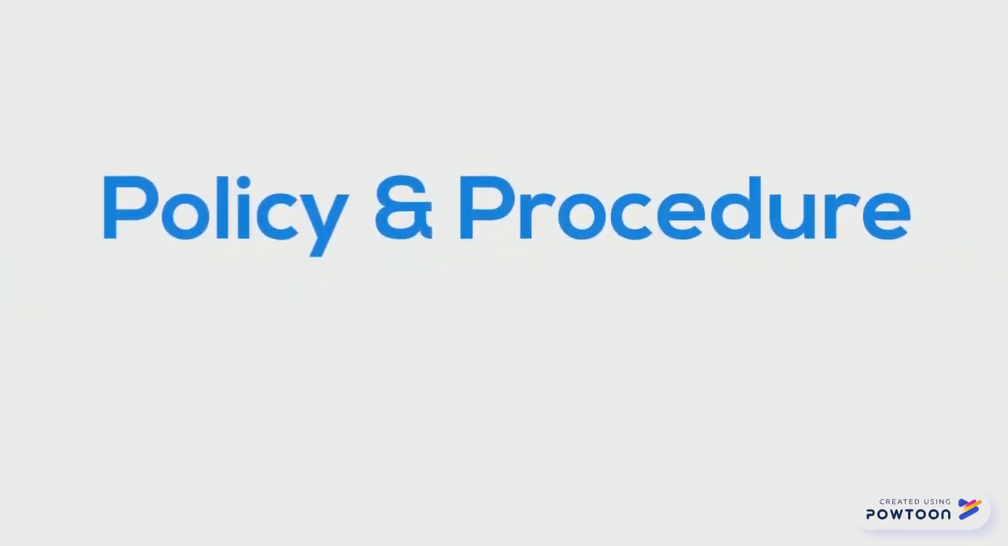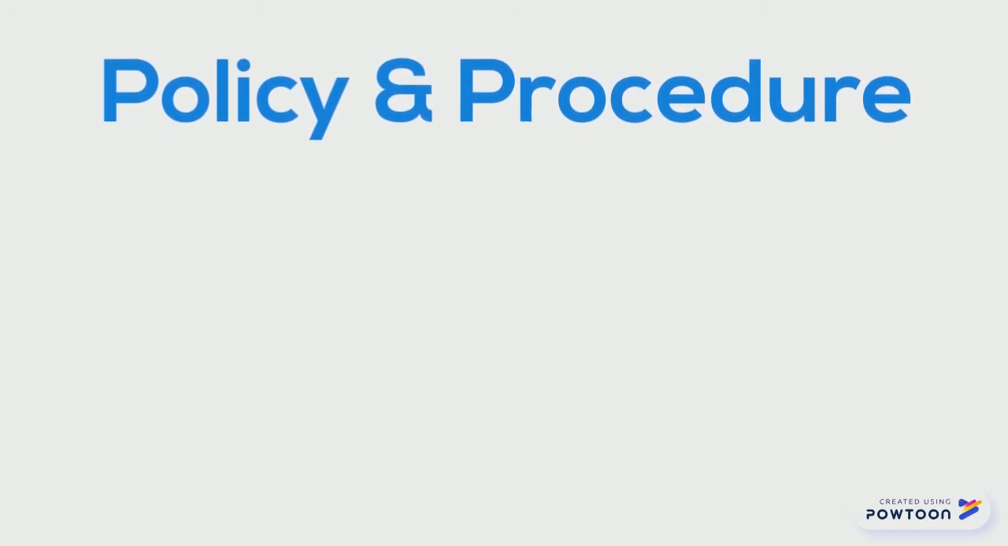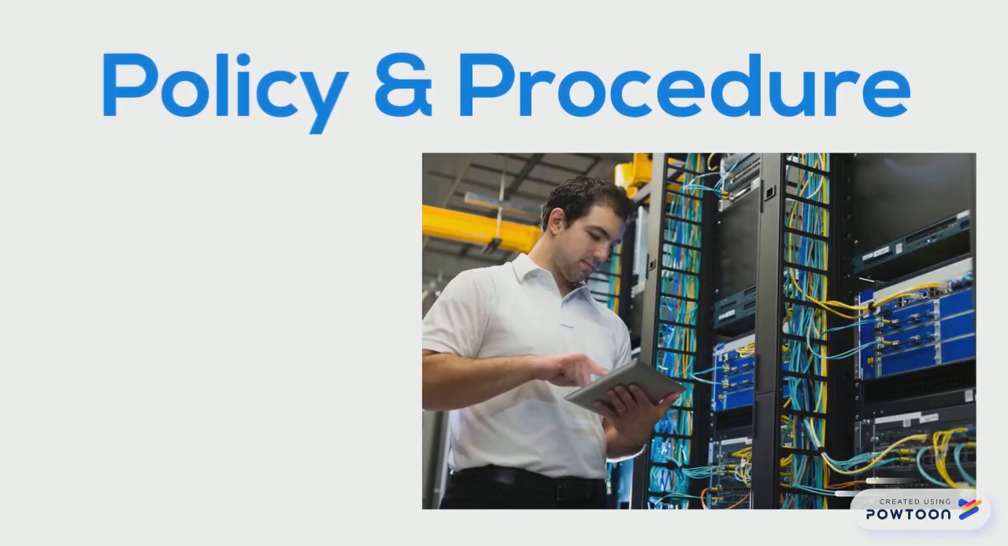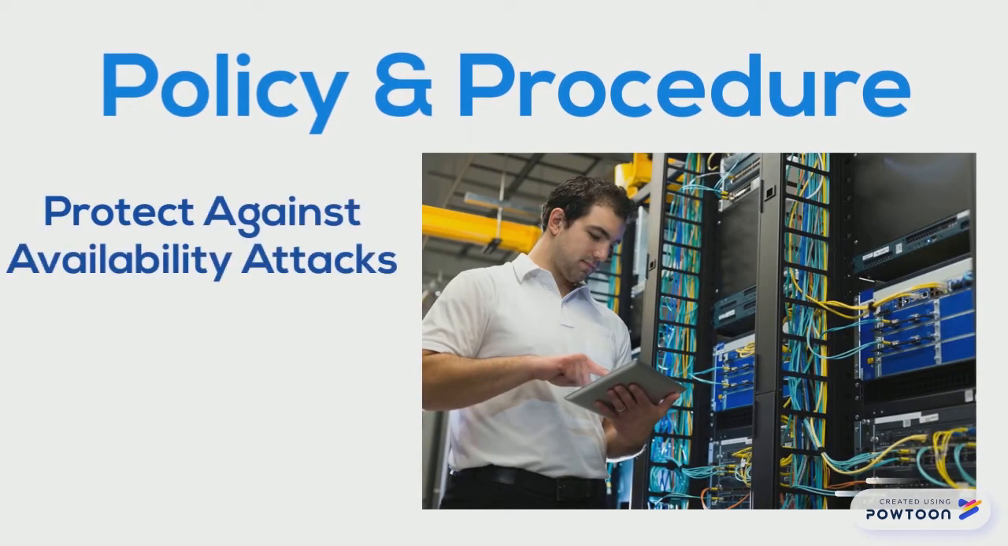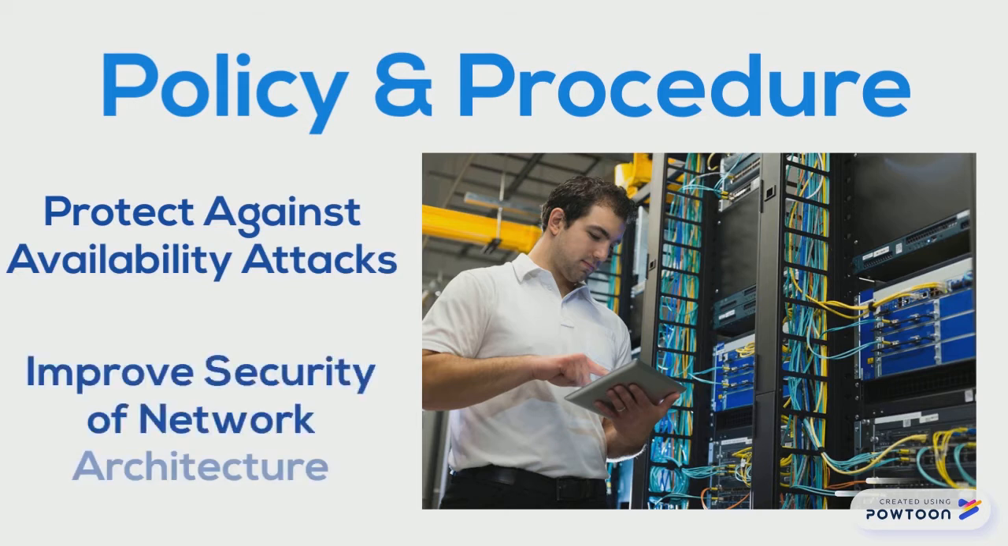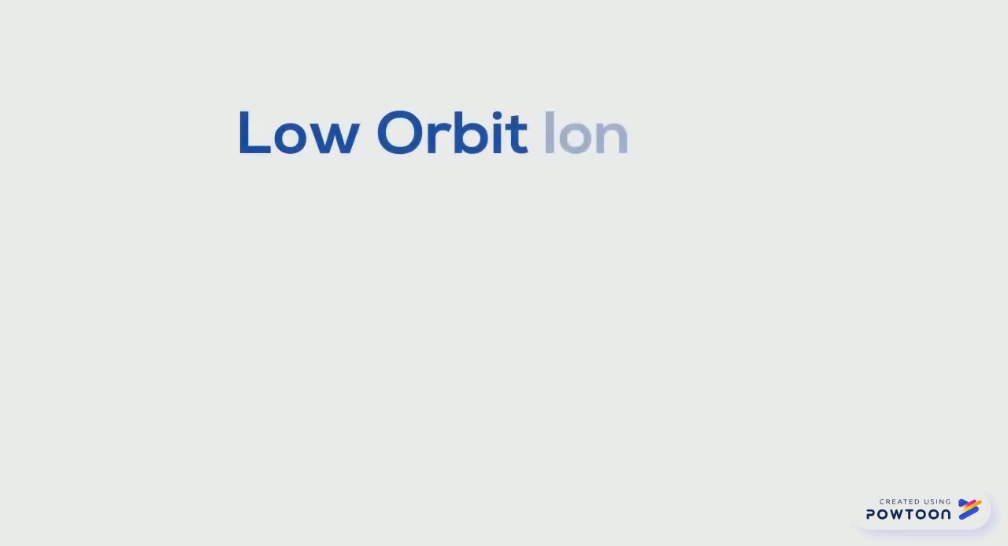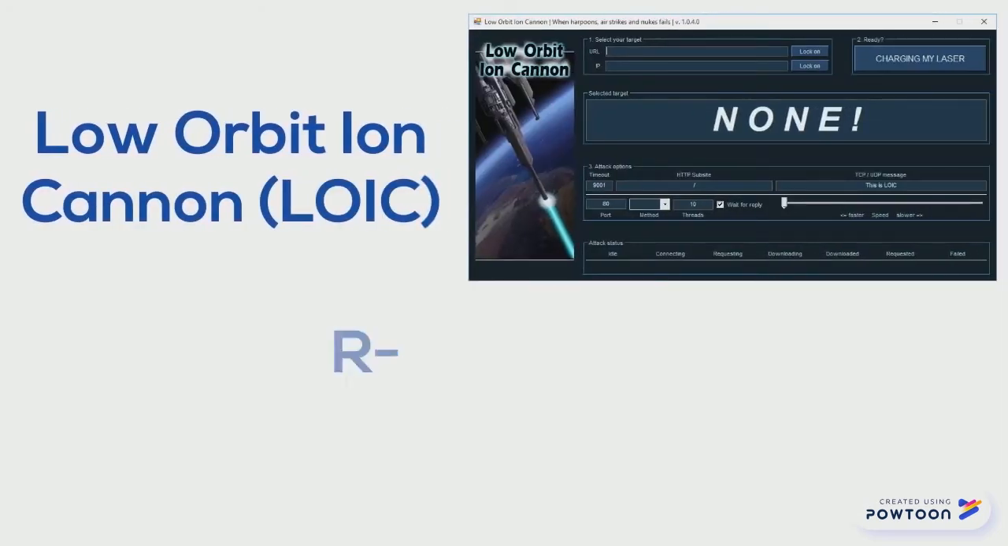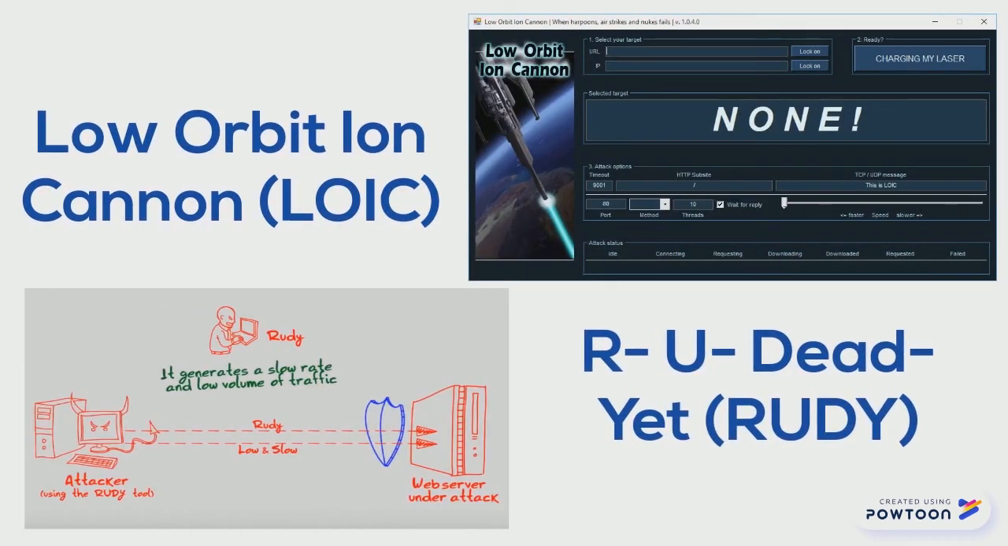Another method is to introduce internal policy and procedure for preparing against potential DDoS attacks. By auditing the organization's network, a group can better protect against availability attacks and improve security of the network architecture. Tools like LOIC, Low Orbit Ion Cannon, and RUDY, Are You Dead Yet, attacks can stress test an organization's network to simulate potentially real DDoS attacks. By using tools like these quarterly, companies can be confident in their network and durability.